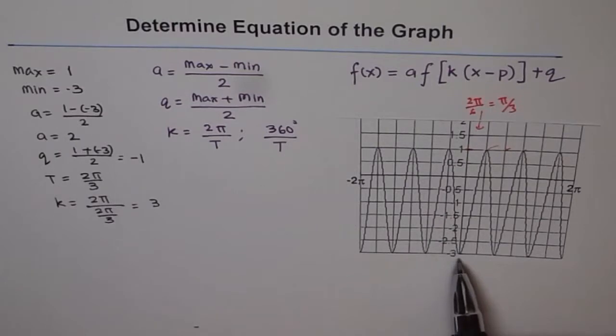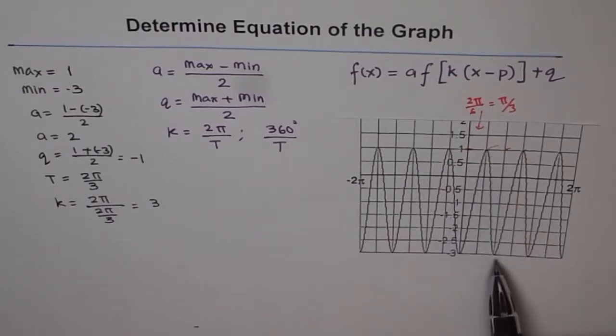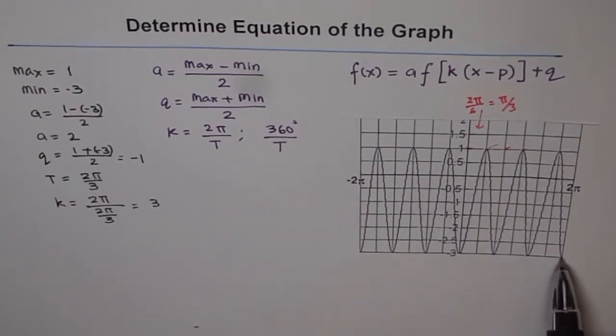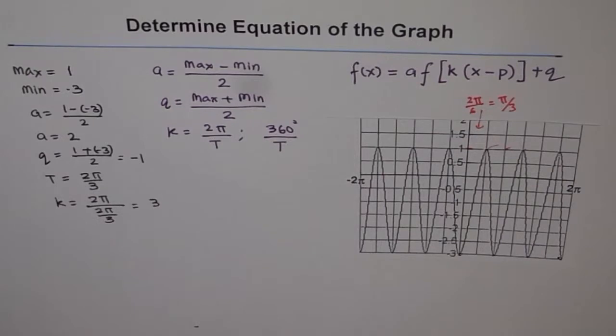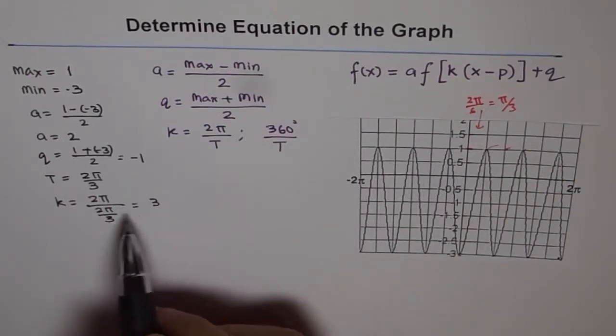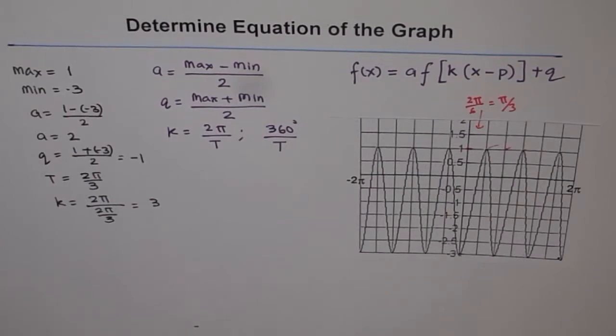Let's start from here, the bottommost point. So going up, 1 wave, 2 waves, 3 waves, perfect. There are 3 waves between 0 and 2 pi, and therefore the value of k should be 3. So we could have got it directly also, right? That is perfectly fine. So we know k equals 3.